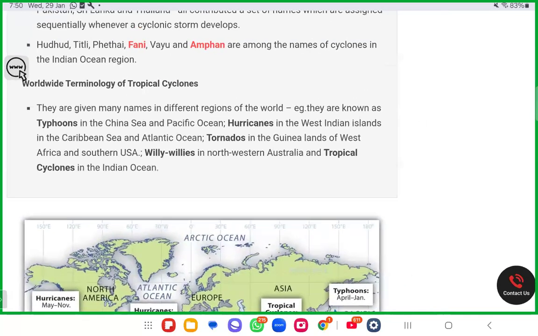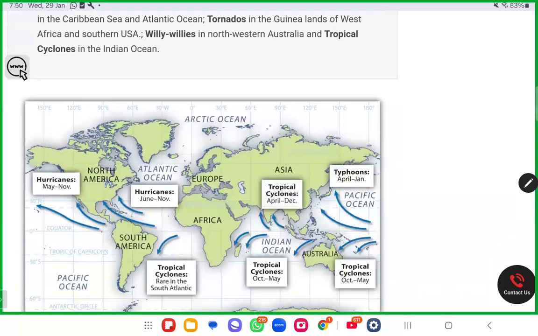As you can see here, the worldwide terminologies for tropical cyclones: hurricanes in the West Indies, tornadoes in West Africa. Yes, one student said tornadoes in South America, and South America is to the west of Africa, so yes, very true. Thank you. Willy-willies in Australia and tropical cyclones in the northeastern regions.